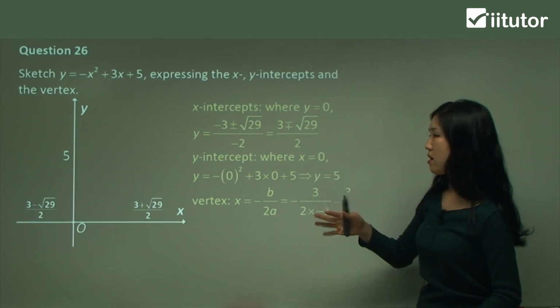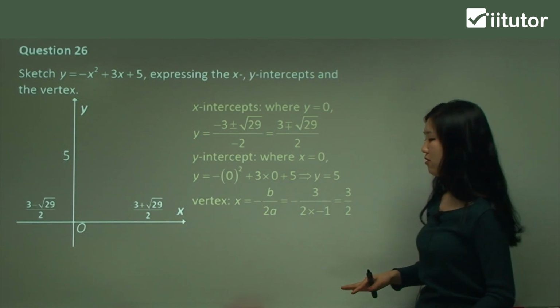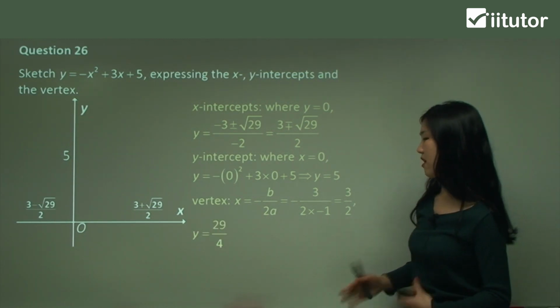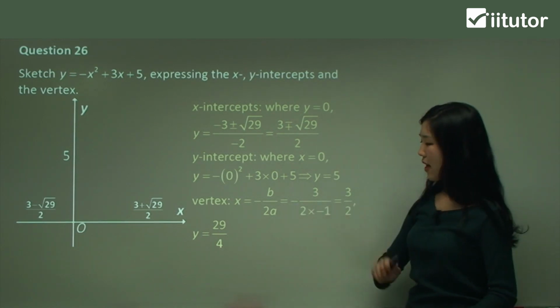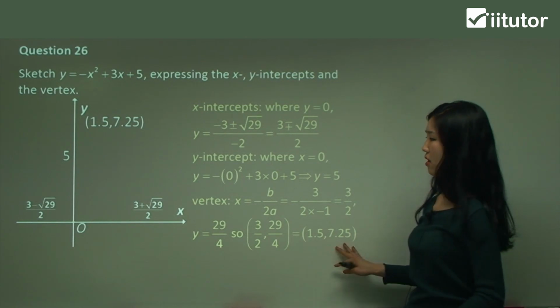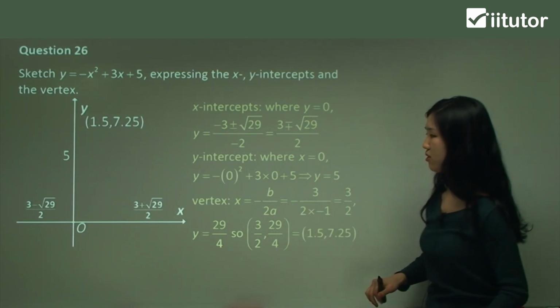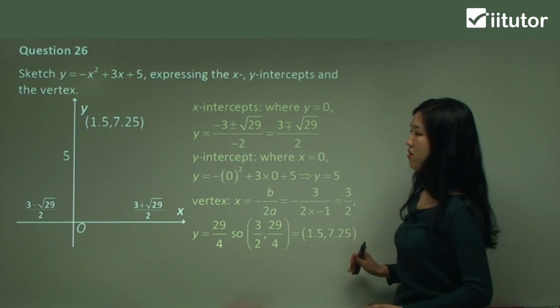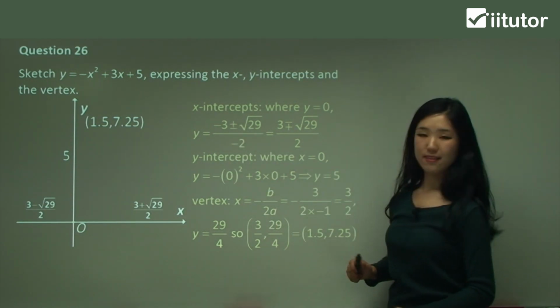So go ahead and sub it in. I'm not going to go through that procedure. I got 29 on 4. Okay, that's the easy part. You can probably just use a calculator, I guess. So I got that one, so that's my coordinate. Now I just converted it into a decimal because this is taking up too much space. So I put 1.5 and 7.25, converted into decimals, and I've got my vertex.